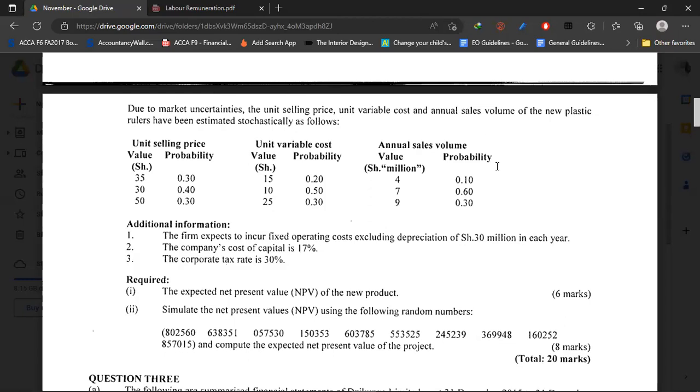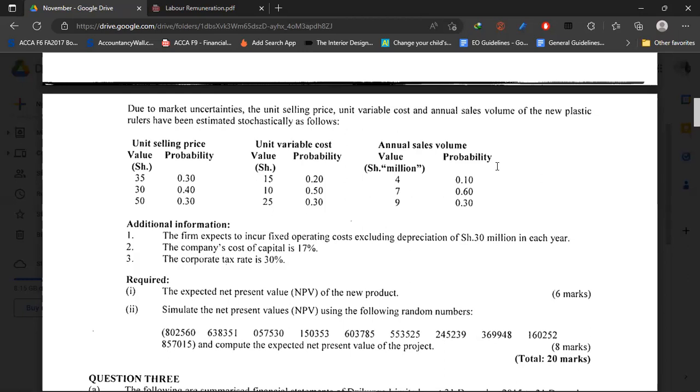Required, 1, the expected net present value of the new product. 2, simulate the net present values using the following random numbers. We have the random numbers there, and compute the expected net present value of the project.